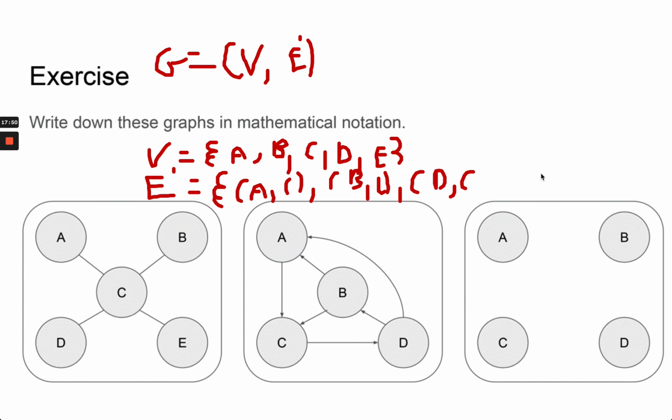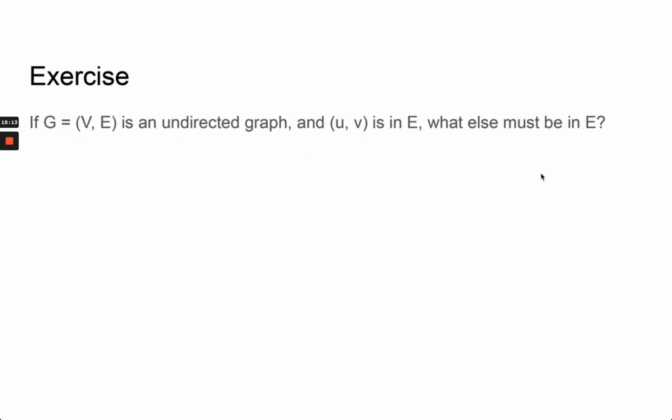No problem. I'm not going to bore us all to death by writing out all of these, but hopefully we get the picture. Note that in this second graph, we would have DA as an edge, but not AD, for example. And in this last graph, there are no edges, so the edges would just be the empty set. All right, and next slide.